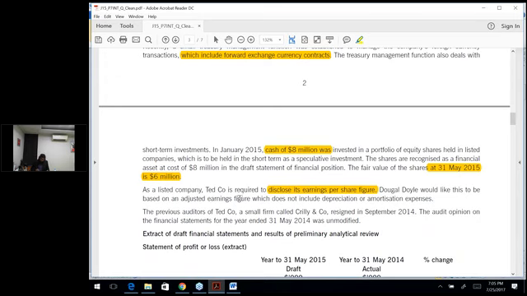It says TED is required to disclose its EPS. Doyle would like this to be based on an adjusted earnings figure, which does not include depreciation and amortization expense. So you see, the management bias that we were talking about is being reflected here. Doyle says that we will calculate EPS, but we will not show depreciation, we will not show amortization. Now, why would you not show? You should show. The reason being, his intent is that he might fetch a better amount for the shares that are being held by him.